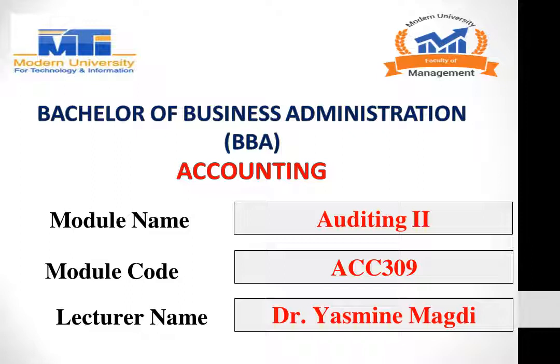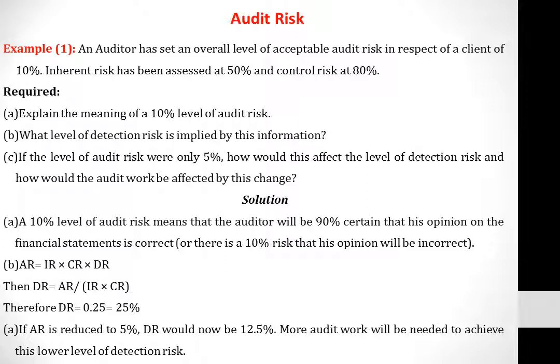Let's start with our lecture today for audit risk. Let's start with audit risk. As we said before, audit risk means the probability that the auditor is going to give an incorrect opinion. For example, we said a qualified opinion where he should give an unqualified opinion, and an unqualified opinion where he should give a qualified opinion.